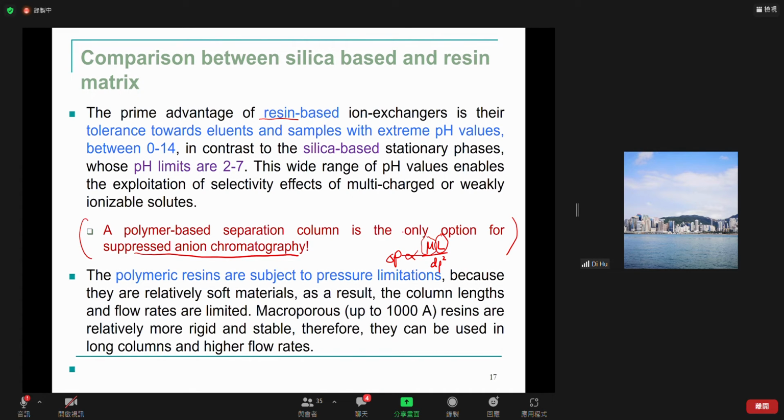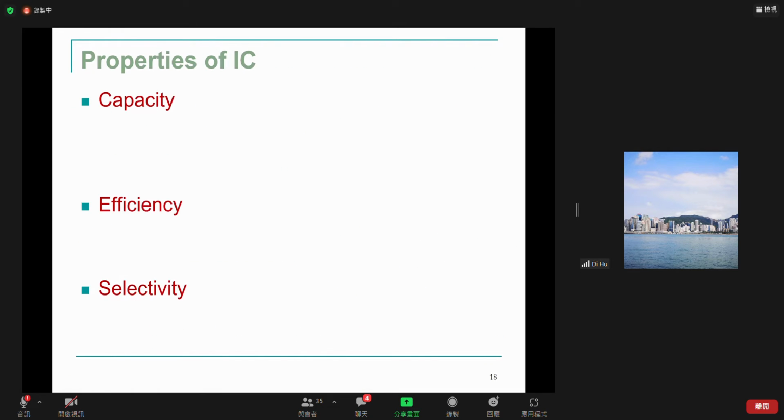So that's why, because of this limited pressure, you cannot have a very large L, and you also cannot have a very large flow rate. Understand? That's the reason. But if we use a macroporous resin, that can be relatively more rigid and stable, and then for that one we can use a longer column or a higher flow rate. So that's for that.